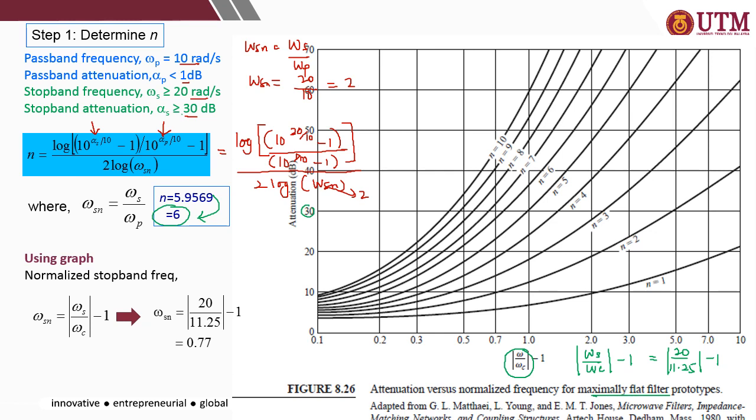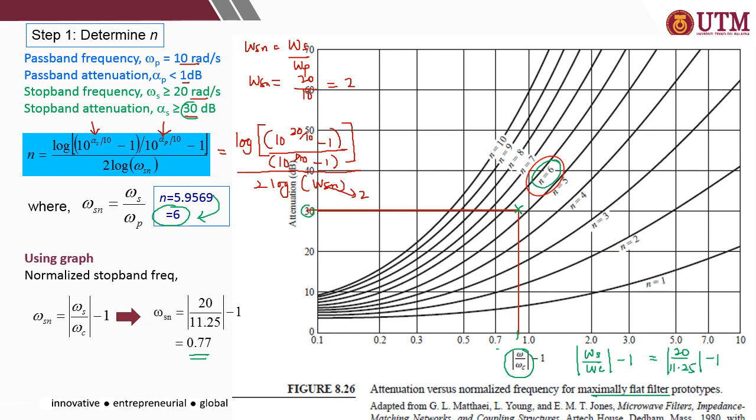So omega S divided by omega C, minus 1, gives omega Sn of 0.77. Look at the x-axis, 0.77, somewhere here. Draw the line across 0.77 and then crossing with the attenuation of 30 dB, so you get your n somewhere here. So n is between 5 and 6, then make sure you choose the higher whole number. In this case it is equal to 6. So if you compare the calculation using the equation with the graph, you get the same result.